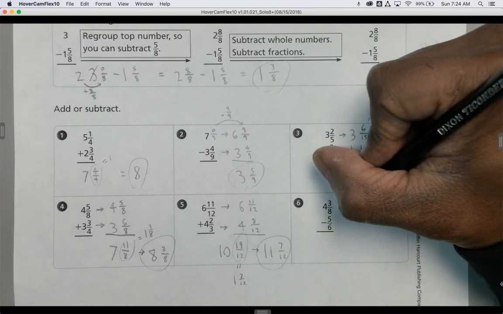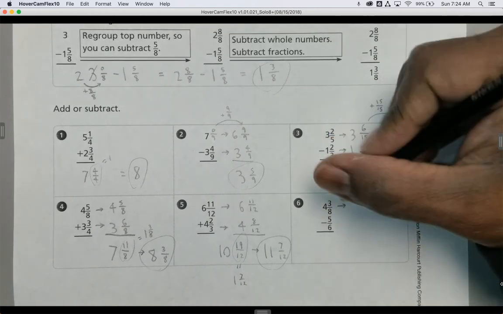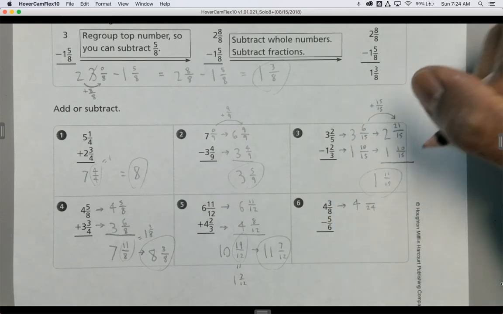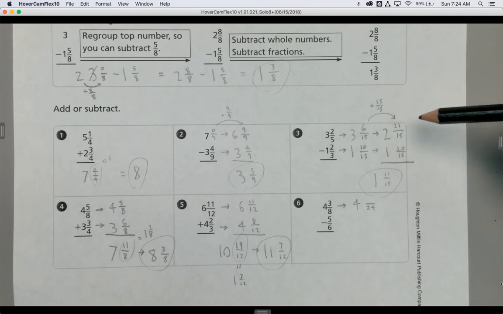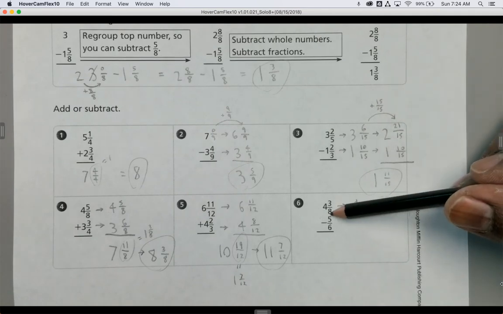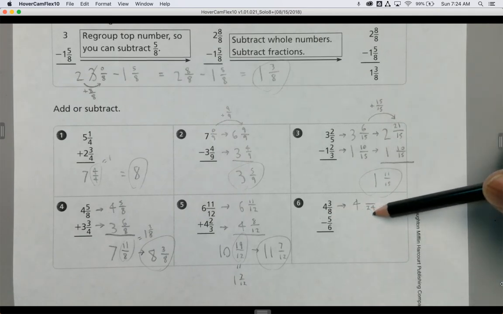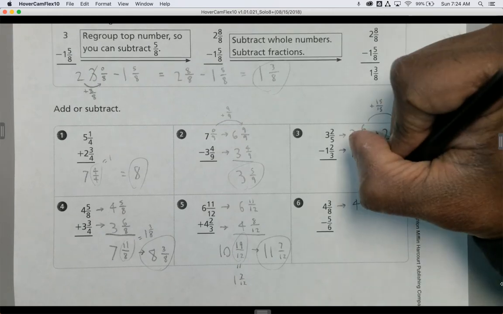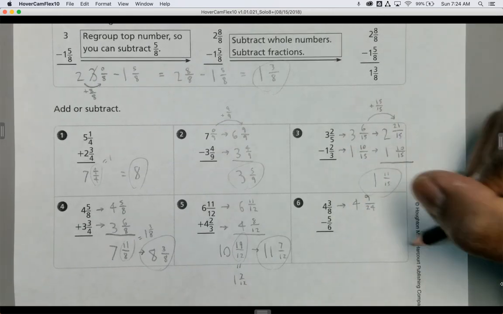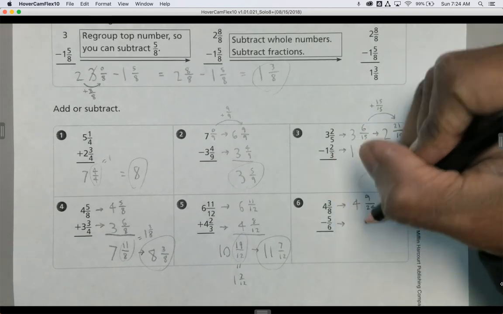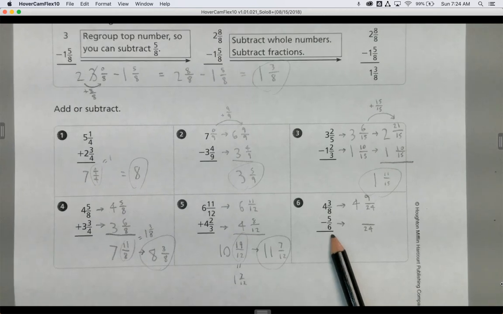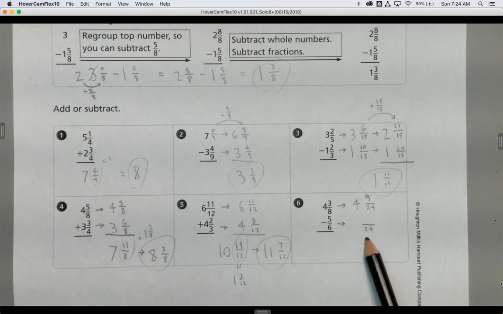Let's rewrite 4 and 3/8 as having 24 at the bottom. If we start with 8, we've got to multiply by 3 to get 24. What I do to the bottom, I do to the top. 3 times 3 is 9. Over here, 5/6. If I start with 6 and multiply by 4, I get 24. Do the same to the top. Start with 5, multiply by 4 to get 20.